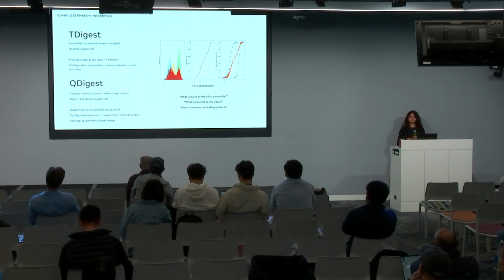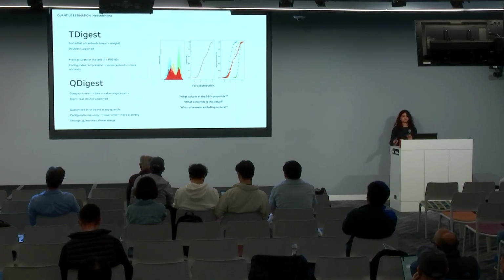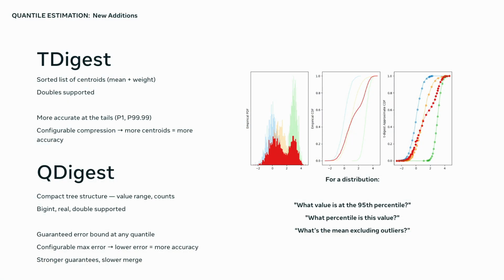TDigest works as a sorted list of centroids, which are mean-weight pairs. You have more centroids at the tails of a distribution rather than the middle, so this is good for solving questions around the tail end. For example, what is the accuracy at P9, or what is the value at P99? The compression is also controllable, so you can have more centroids for more accuracy at the cost of memory.